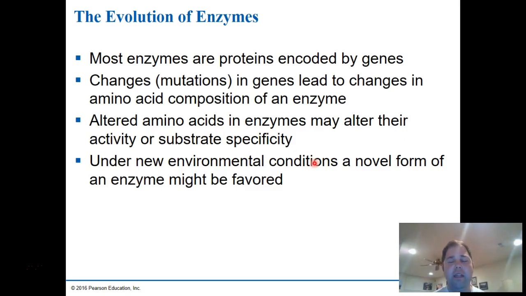And if that happens in an organism that the environment favors that change, you're going to create a novel form of the enzyme through natural selection. So, as we talked about for the entire year, tiny mutations that are beneficial to the organism are going to create new things in the population, and this is how we have such diversity in enzyme and enzyme function.